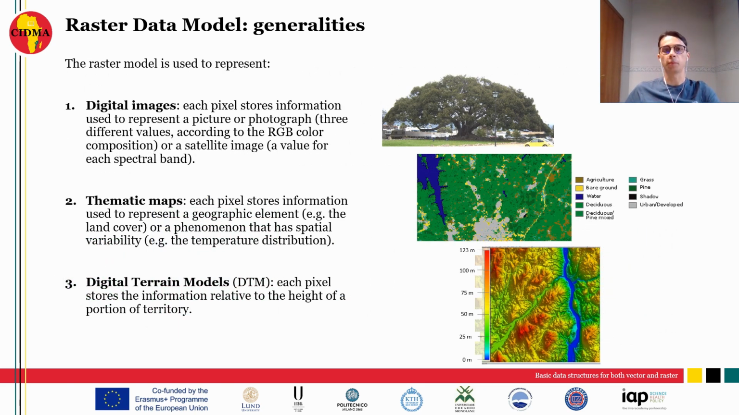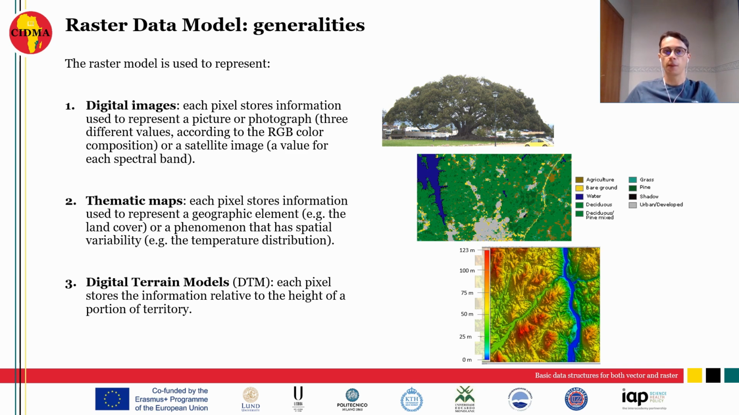The data types that can be represented according to the raster model are mainly three. First, we have digital images. Each pixel stores the information used to represent either a picture or a photograph or a satellite image. In the first case, three different values must be stored in each pixel, according to the red, green, blue color composition, while in the second case, a single value for each spectral band must be stored.